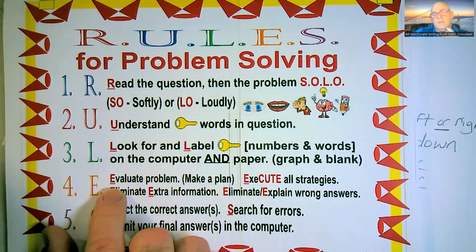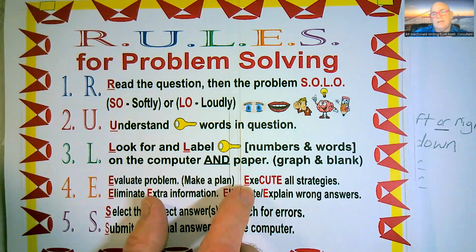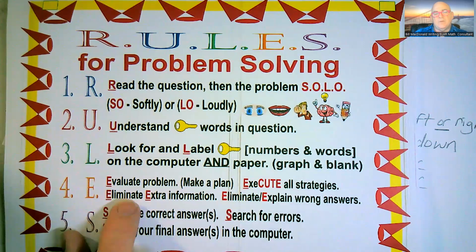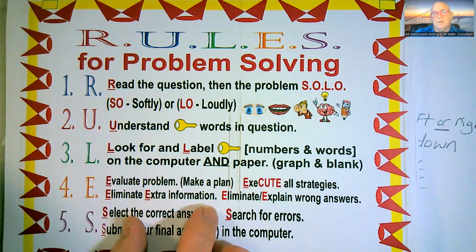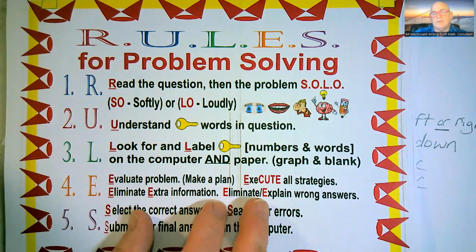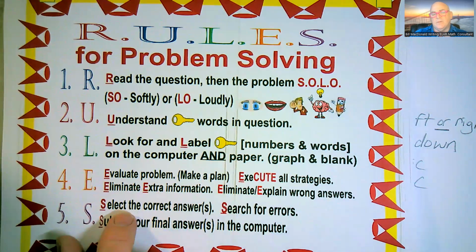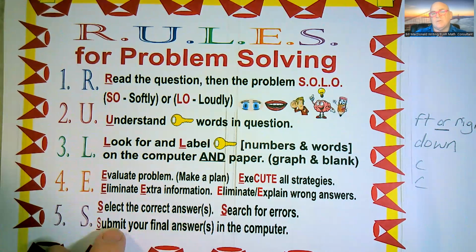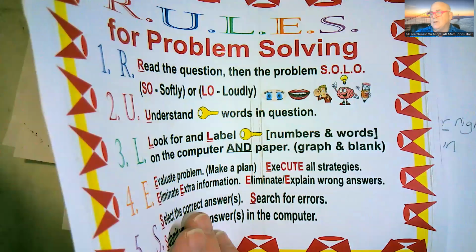Evaluate: start to think, what plan have I been taught? And once I remember, then I'll execute my strategies, not ugly. Eliminate extra information so you don't have distractors that cause you to pick an answer that has nothing to do with the question. Eliminate or explain the wrong answers after you've done working it out. Select the correct answer. Search for errors before you submit, and then finally submit your answer on the computer. That's a structure, that's an order that your kids can do online.